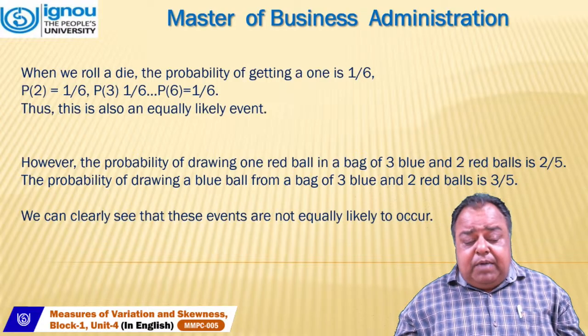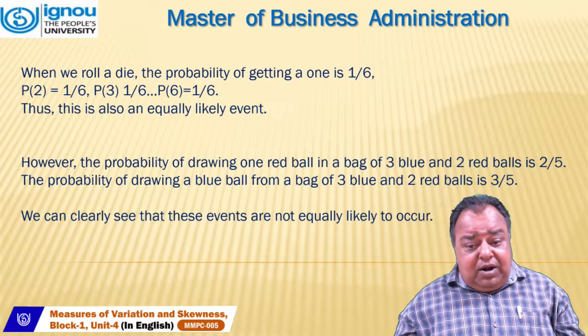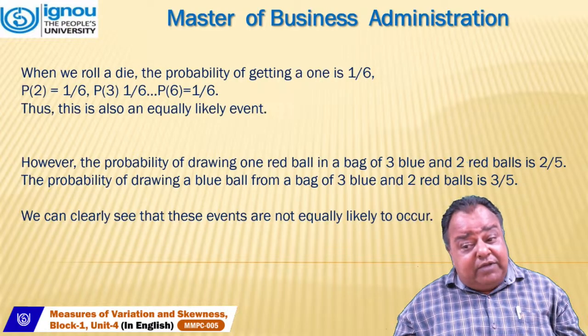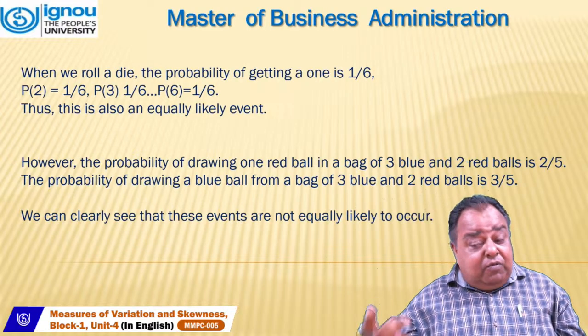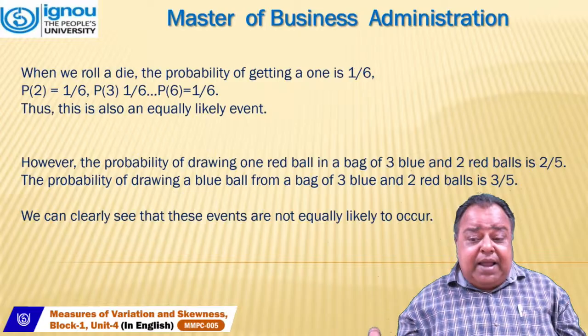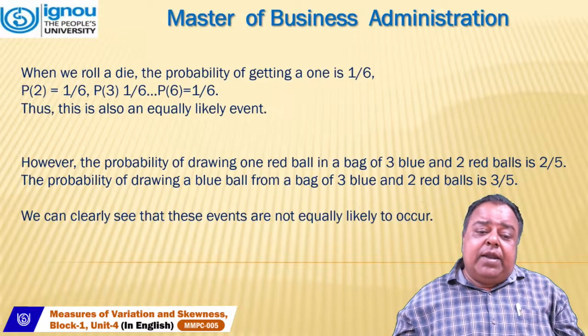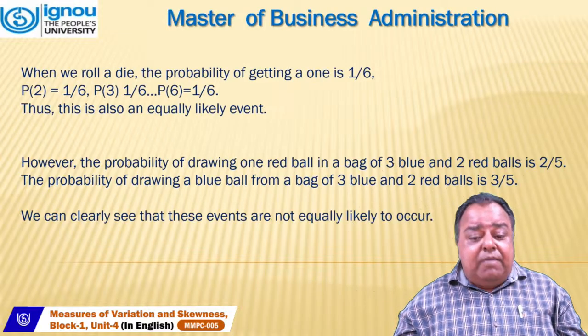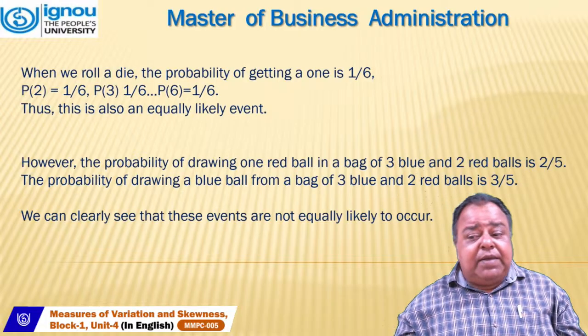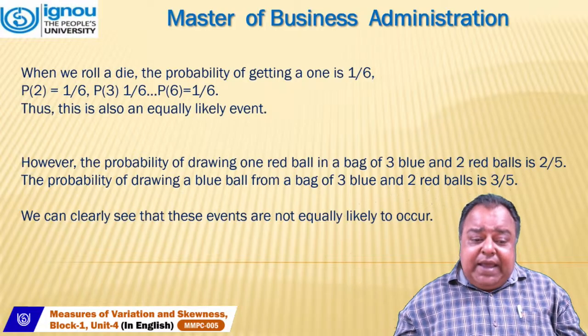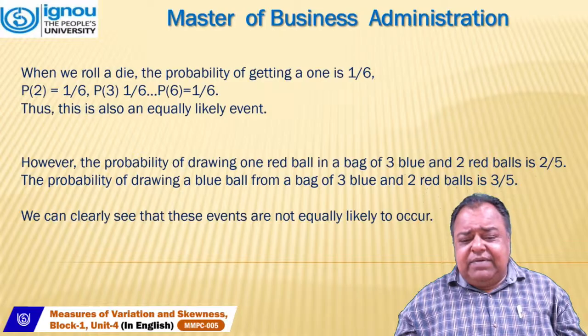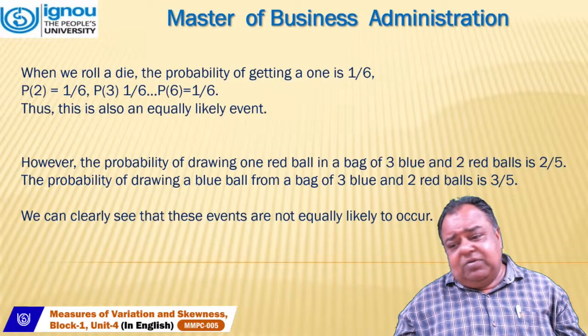However, the probability of drawing one red ball from a bag of 3 blue and 2 red balls is 2 by 5. The bag consists of a total of 5 balls, and the probability of drawing a red ball will be 2 by 5. And the probability of drawing a blue ball from the bag of 3 blue and 2 red balls will be 3 by 5. We can clearly see that these events are not equally likely.